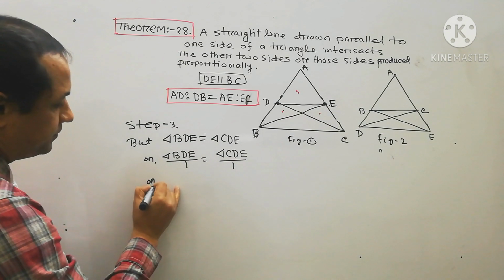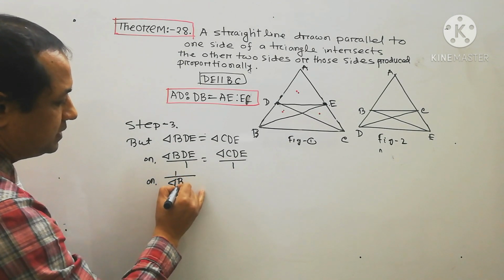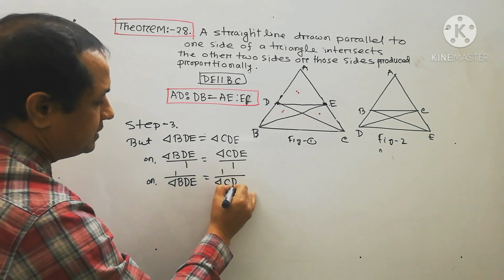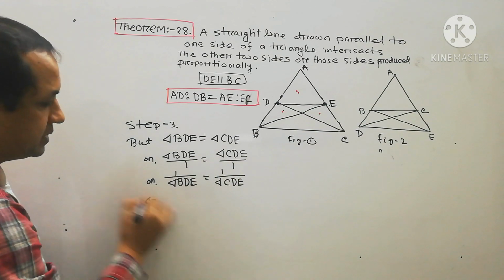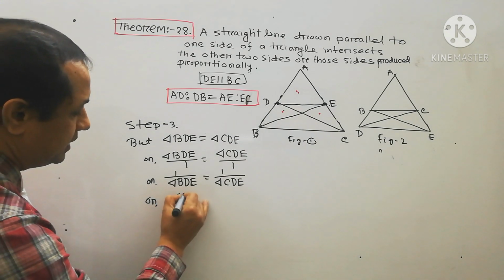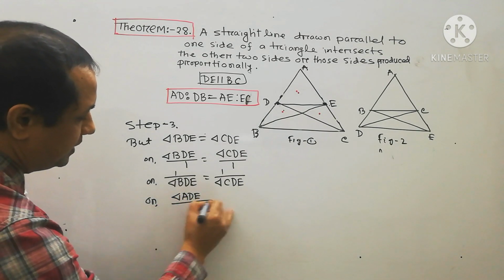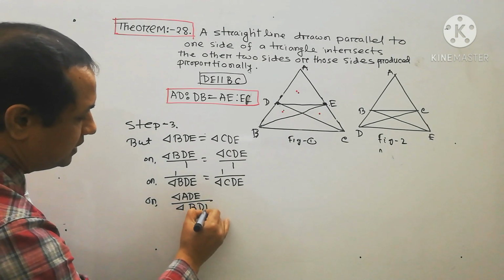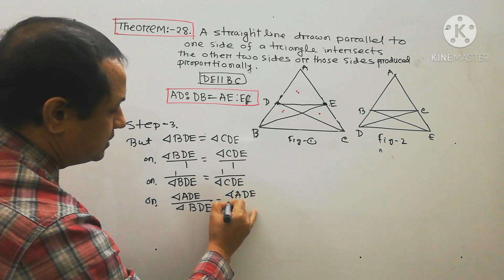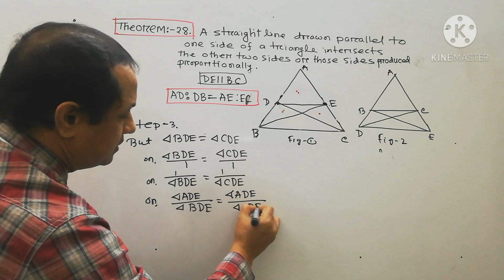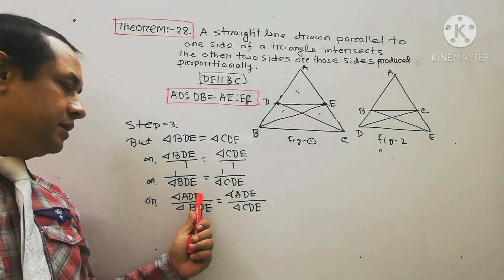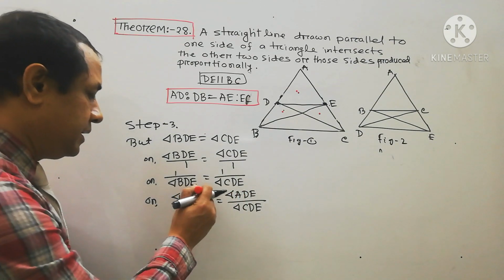By invertendo, 1 by triangle BDE equals 1 by triangle CDE. Taking both sides by triangle ADE, triangle ADE by triangle BDE equals triangle ADE by triangle CDE. Students, attention please.